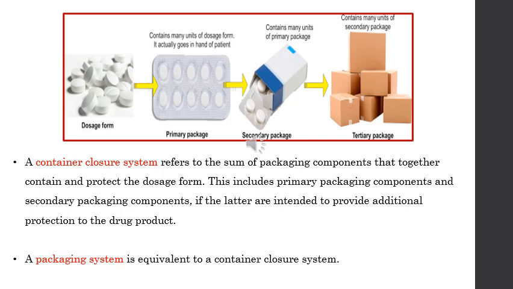Next we come to the container closure system. This is nothing but the sum of the packaging components that will together contain and protect the dosage form. So this will include both the primary packaging and the secondary packaging. Now the packaging system will be equivalent, or the same as the container closure system.